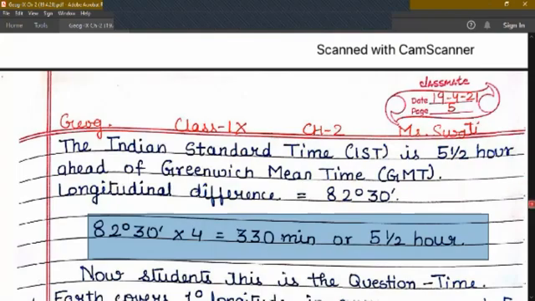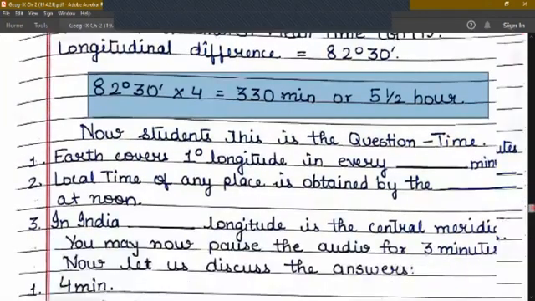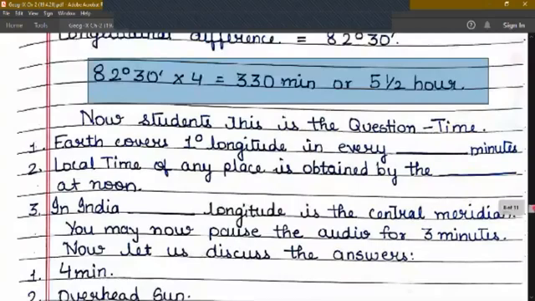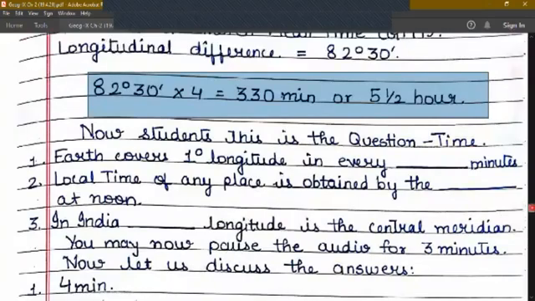Now children, this is the question time. Let me ask you a few questions, after which you may pause the lesson for 3 minutes. First, Earth covers 1 degree longitude in every dash minutes. Number 2, local time of any place is obtained by the dash at noon. Number 3, in India, dash longitude is the central meridian.